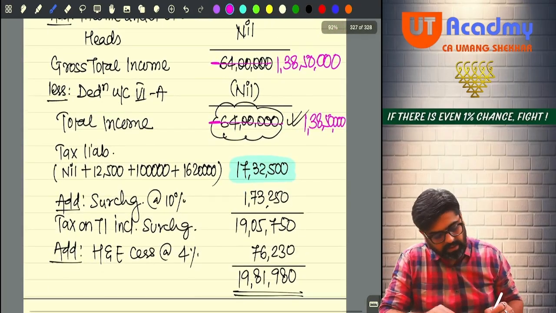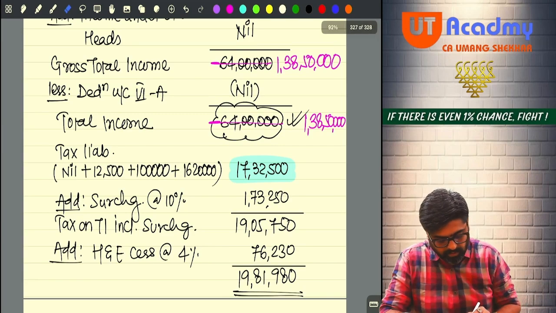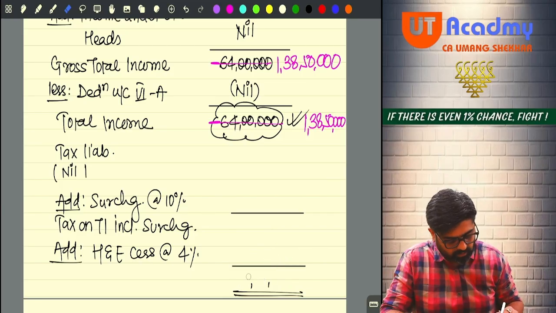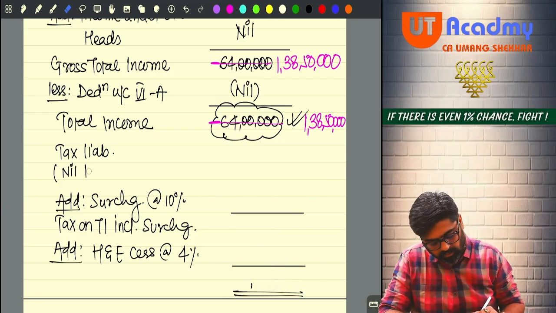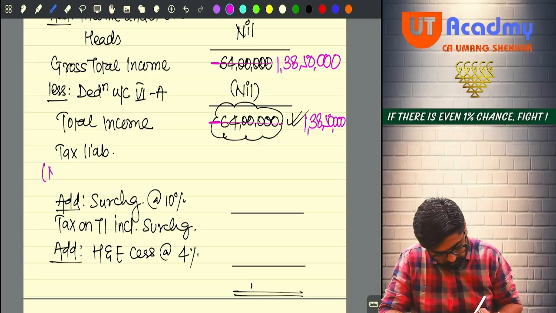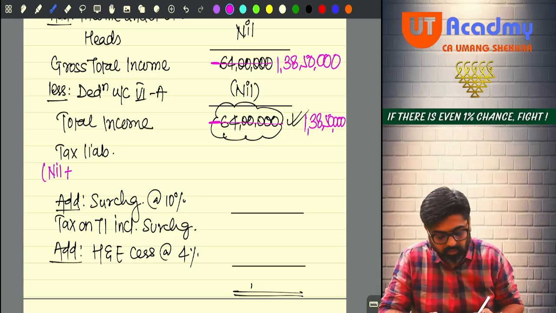Now the tax you are supposed to calculate properly. Tax, then surcharge also. Then tax including surcharge plus cess you are supposed to do. Now pay attention. First 3 lakhs: will there be any tax? No. No tax. Nil.